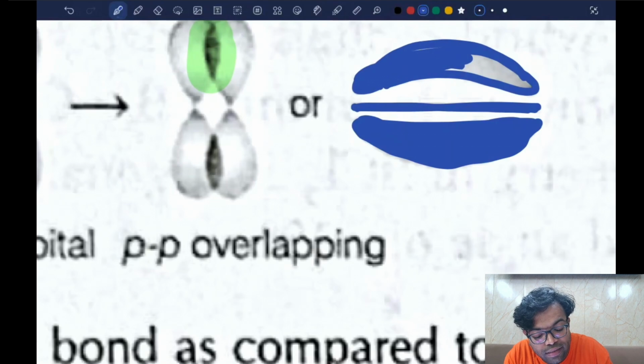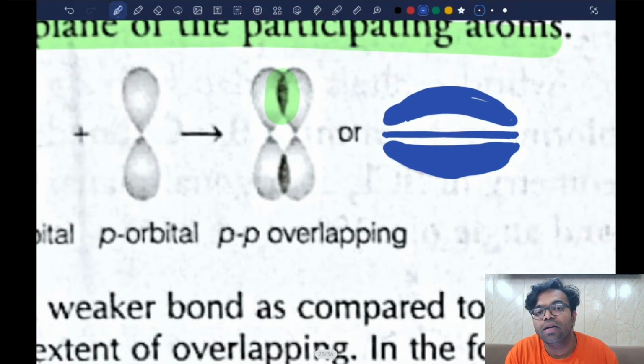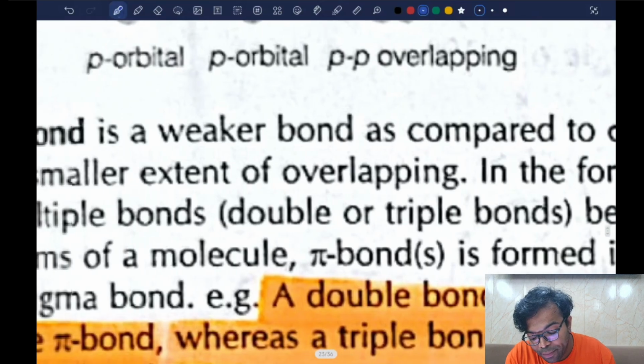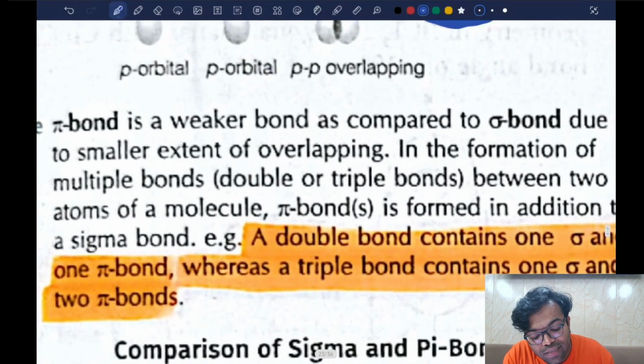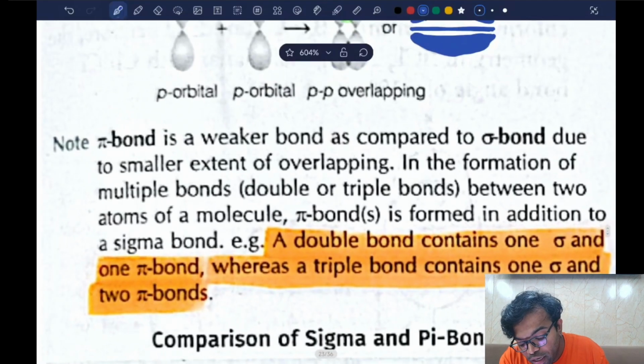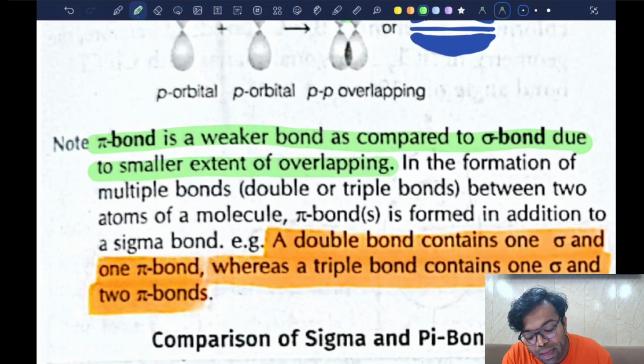A head-on collision, that is a sigma bond, needs to be formed first, and then and only then can the rest of the orbitals have a sideways overlap. Okay, so the pi bond is a weaker bond as compared to the sigma bond. This is a very important line, Drupad: the pi bond is a weaker bond as compared to the sigma bond due to the smaller extent of overlapping.